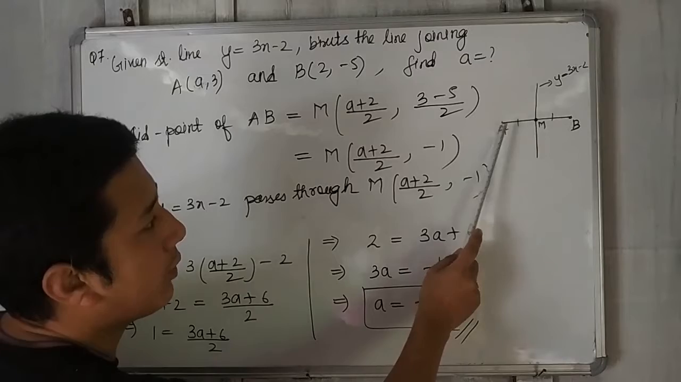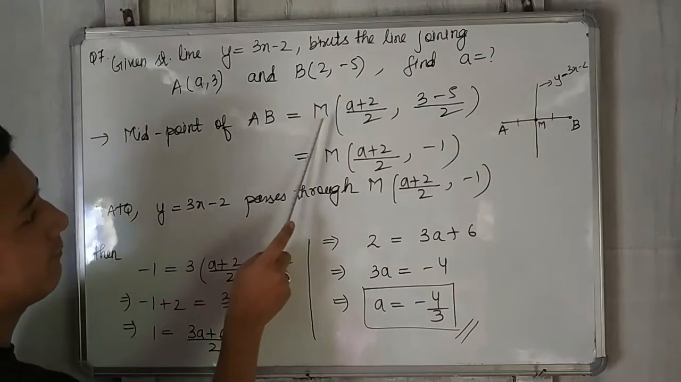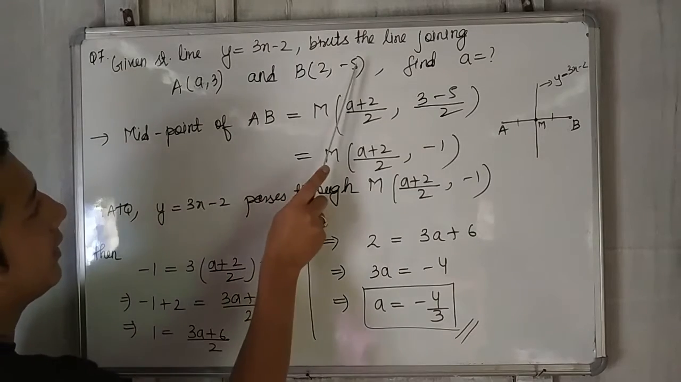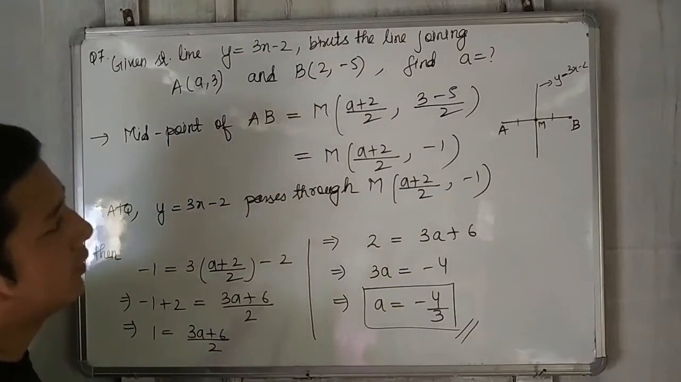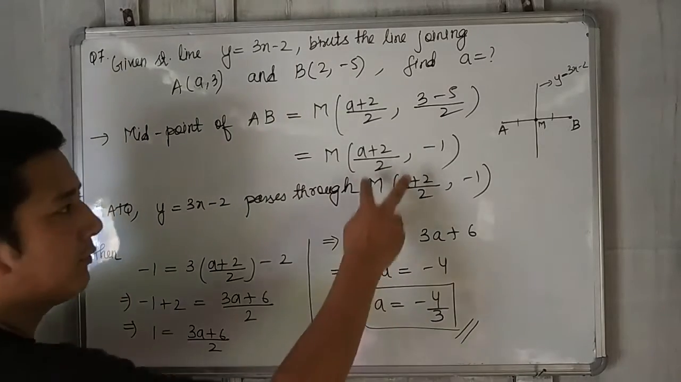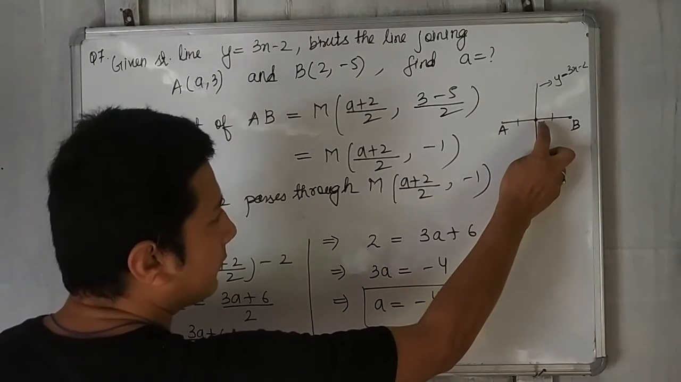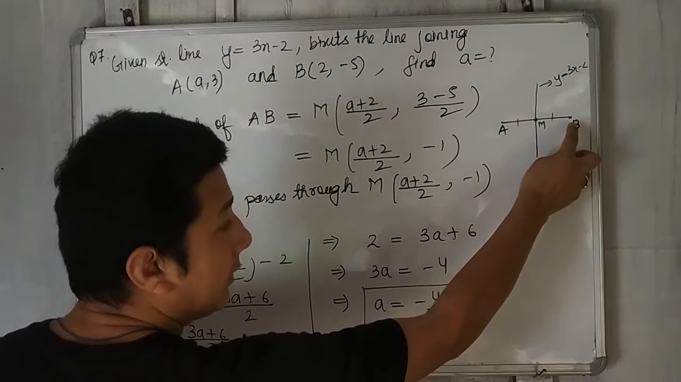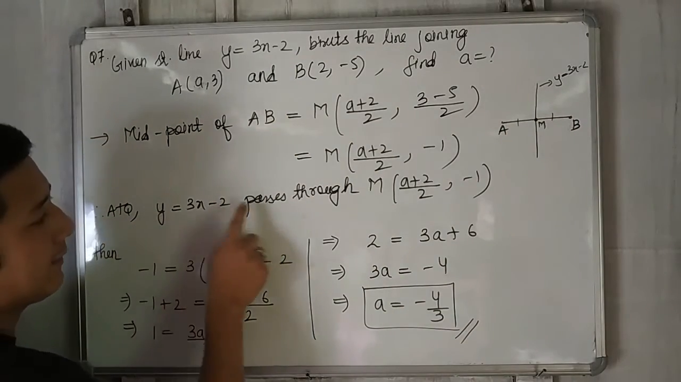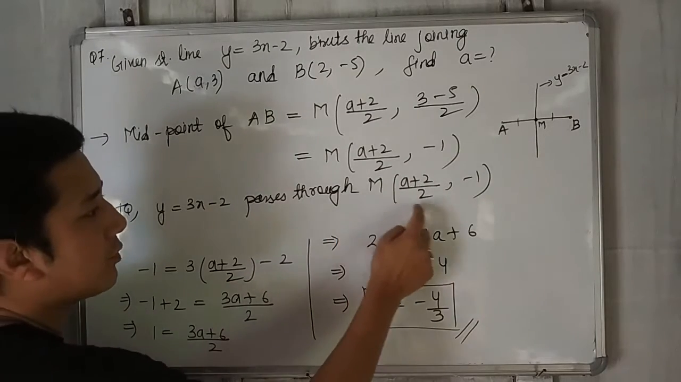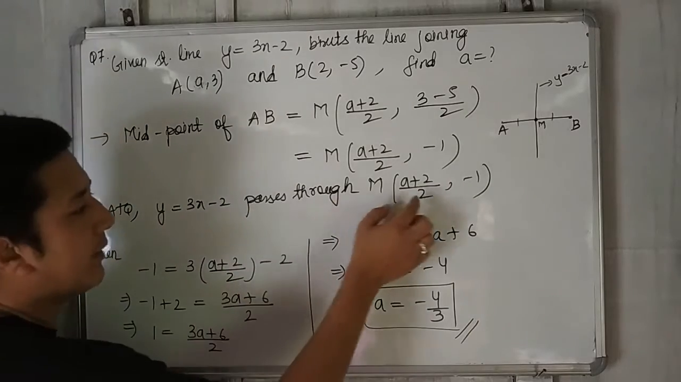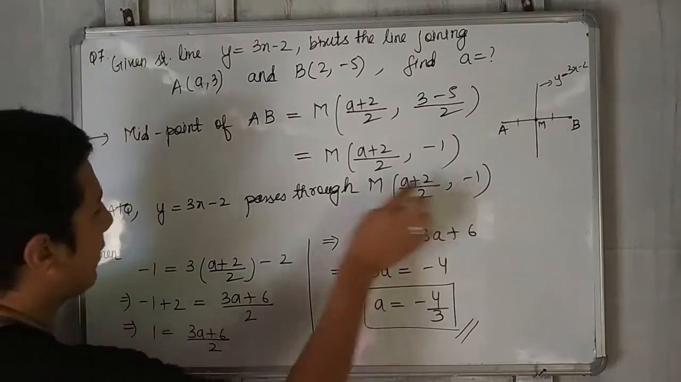So we'll first find the midpoint of AB. The midpoint of AB is given by the formula: add abscissa plus abscissa by 2, and comma, add ordinate, and it is minus 5, so ordinate divided by 2. So if you do, you'll be getting A plus 2 divided by 2, comma minus 1. Right? Now this midpoint is the midpoint of AB, and this straight line passes through the midpoint. So according to the question, this straight line passes through the point. So the coordinates of this point must satisfy this equation. So in place of x I put this, and in place of y I put minus 1.